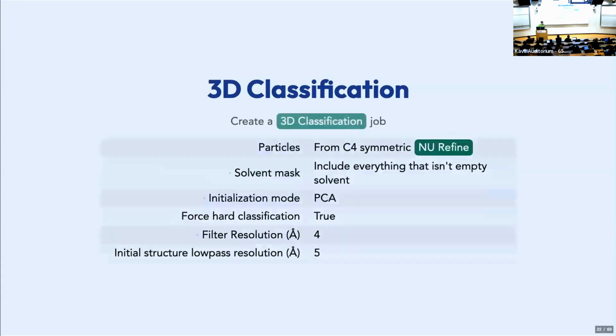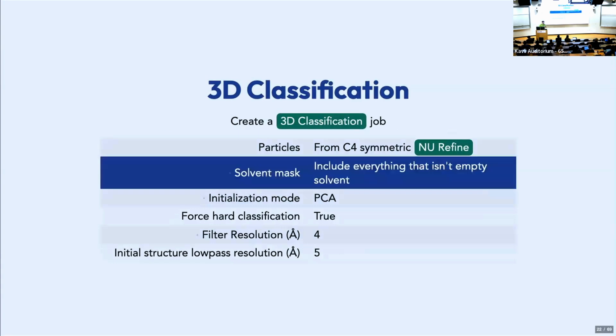Okay. So we're going to create a 3D classification job. This is the first of these we've run. The inputs are the C4 symmetric particles from non-uniform refinement. We're not giving input volumes here. Okay. So we're just taking the particles with their poses that are off by some multiple of 90 degrees. Right. We're providing a mask.